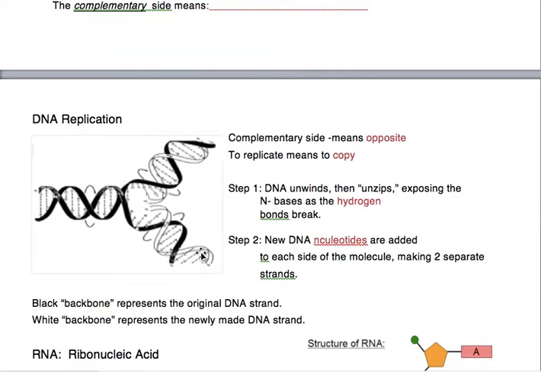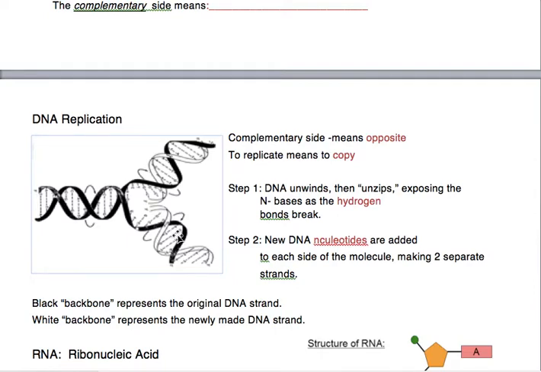Okay, DNA replication. Here's where you see complementary means opposite, and this is how it replicates. Basically, in steps 1 and 2, the DNA unzips. So this dark colored backbone, that's the original DNA. The light colored, the clear colored one over here, these are the new strands. So the original strand unzips, those hydrogen bonds break, and then new DNA nucleotides are added.